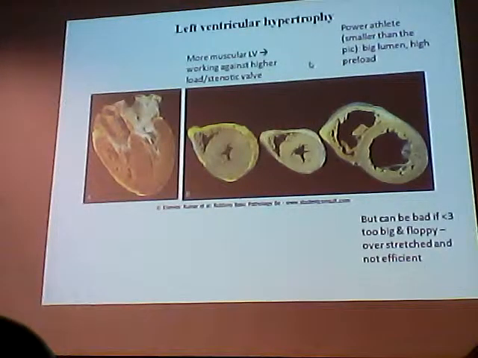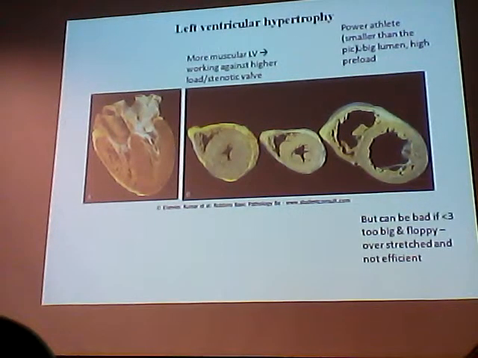With left ventricular hypertrophy, these are 3 examples of what a heart could look like. So it could be really muscular, and if it's really muscular, it could be very difficult to contract because it's so thick. On the other hand, you could be so thin and floppy that you can't even contract even if you wanted to, because it's so weak. It's just overstretched, it's not efficient at all.